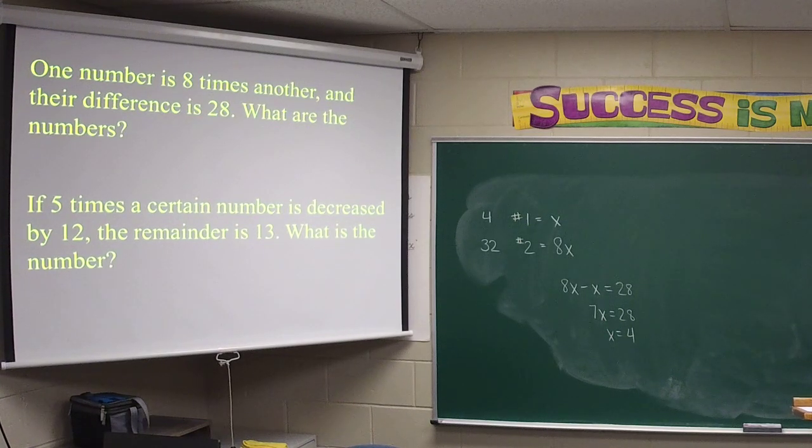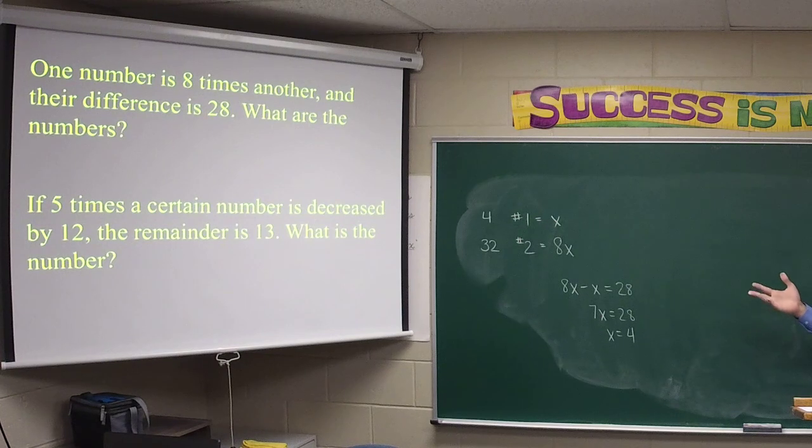Take a moment to read it. How many unknowns, Audrey? 2? What are they? 5x and x minus 1. I've only got one unknown. I've only got one thing we're finding. 5 times some certain number, there's one unknown, is decreased by 12, the remainder is 13. What is that number? What is the number?